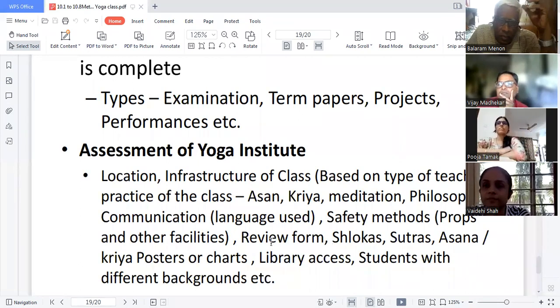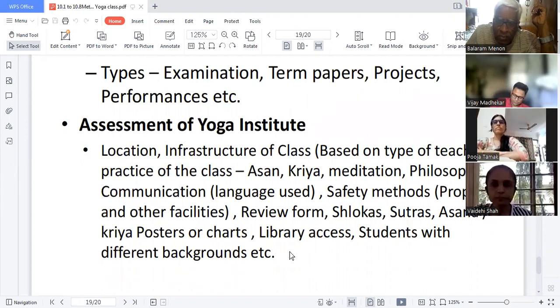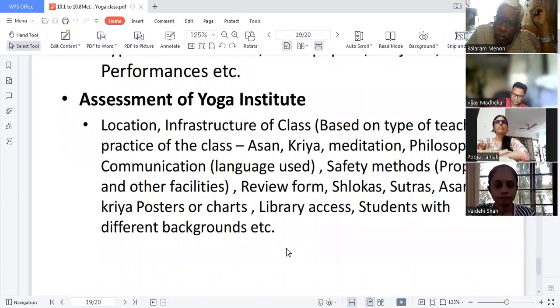Review from the slokas, sutras, asanas, kriyas, or charts, library access, students with different backgrounds, etc. Okay, this is an assessment of a yoga institute done by an external person, not by a teacher. How the class is going on. He has to come for 2-3 days, then he has to evaluate the institute.